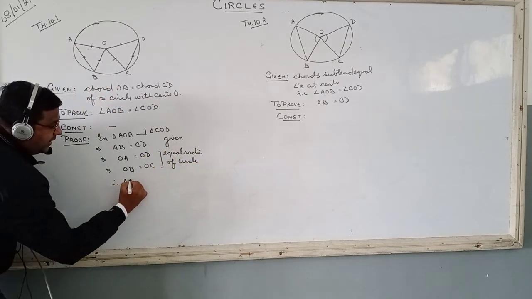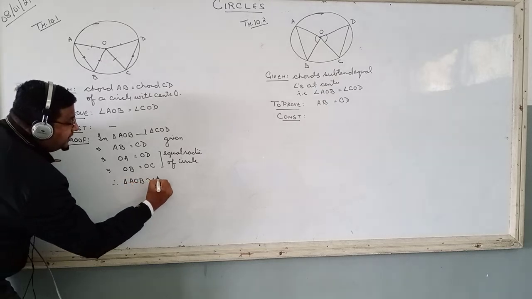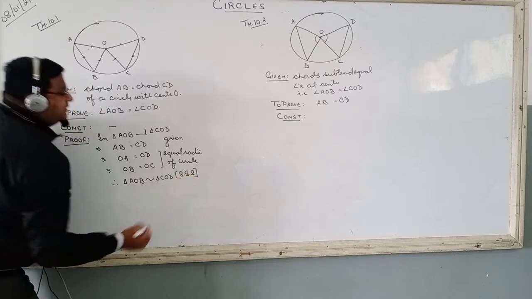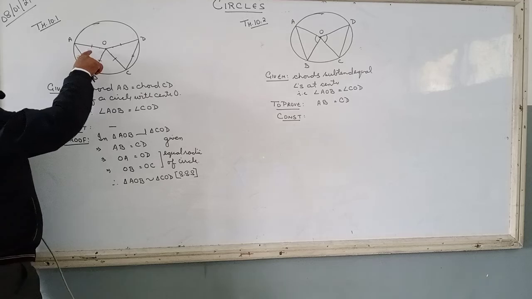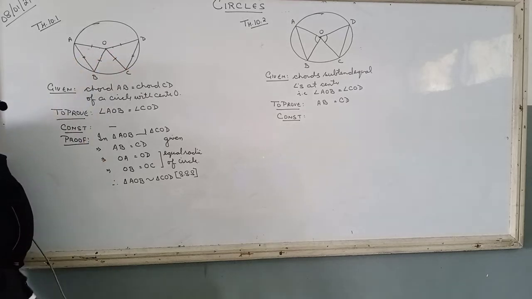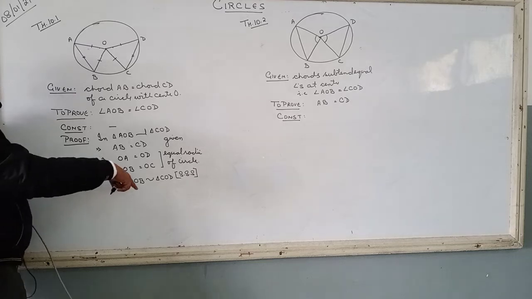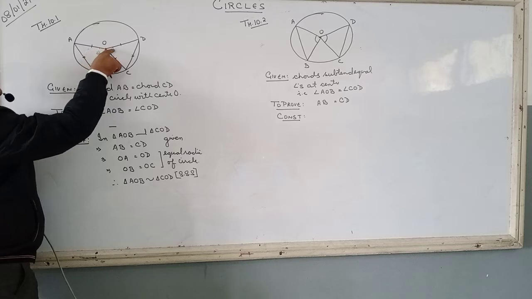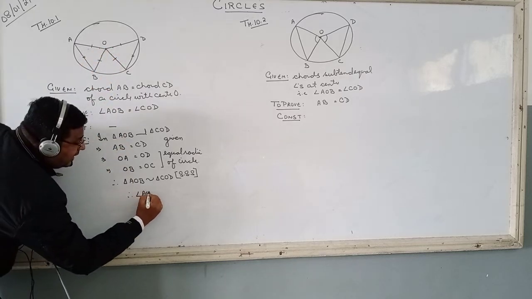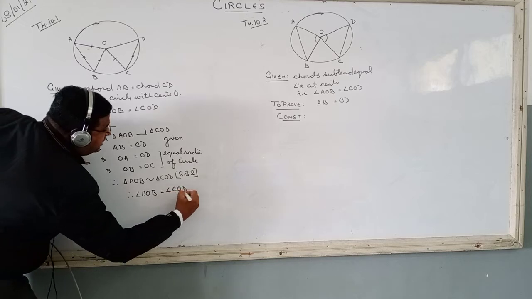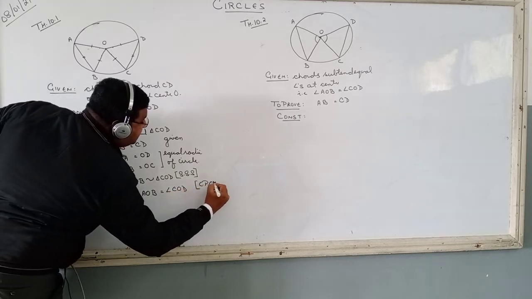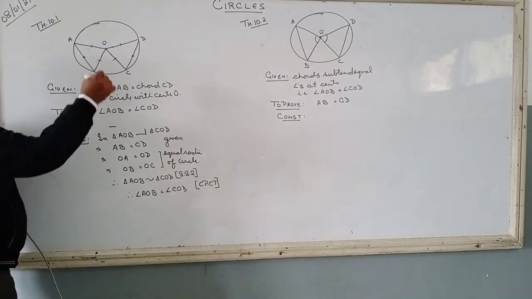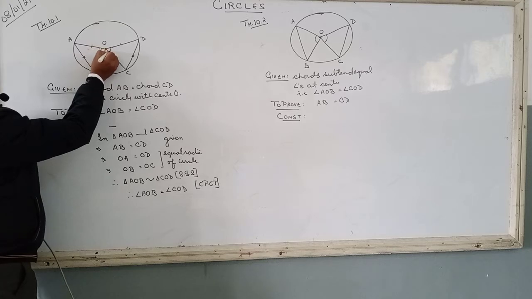So therefore, triangle AOB is congruent to triangle COD by what congruency? SSS, side, side, side. All three sides of the triangle are respectively equal to all three sides of the other triangle. If two triangles are congruent, their corresponding angles are also equal. So therefore, angle AOB equals angle COD. Reason: CPCT. We have done this in the triangles chapter. What do you mean by CPCT? So this angle is equal to this angle.